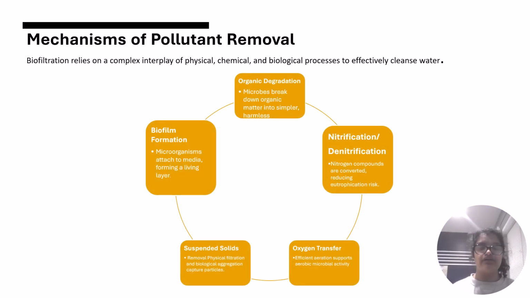So how exactly does biofilm remove pollutants? Is there any specific way? The process relies on three interconnected systems. First, physical filtration traps suspended solids as water flows through the biofilter media. Chemical processes such as adsorption or oxidation can then transform or immobilize certain contaminants. The main process of biofiltration then works, where biological degradation takes place.